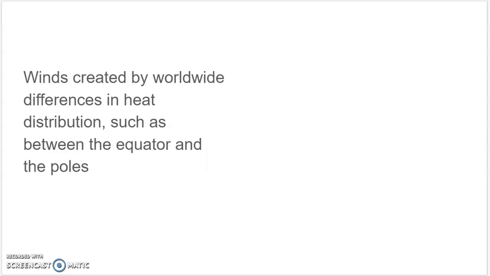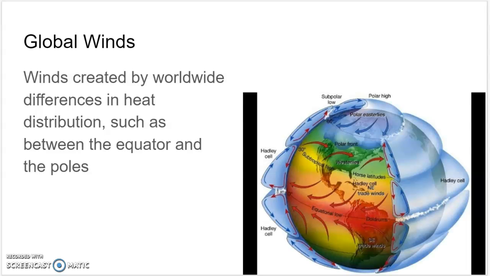And then what about differences in temperature across the world, like the difference between how the equator is hot and the poles are always cold? These are always the case. This doesn't change day or night. The equator is always hotter. The poles are always colder. We call these global wind systems.